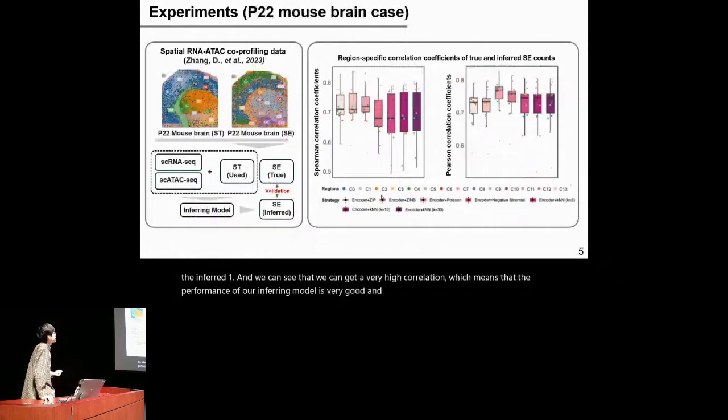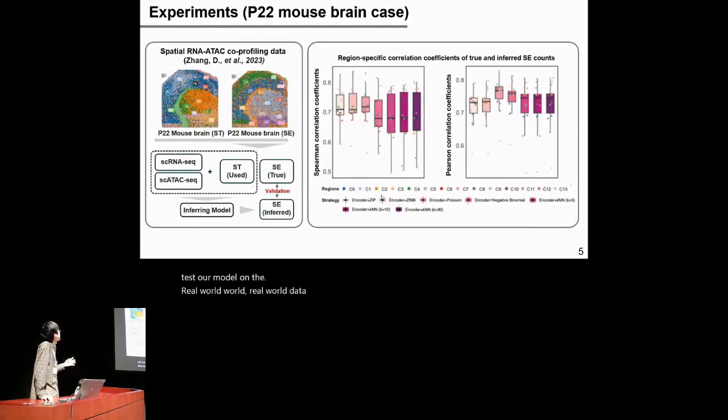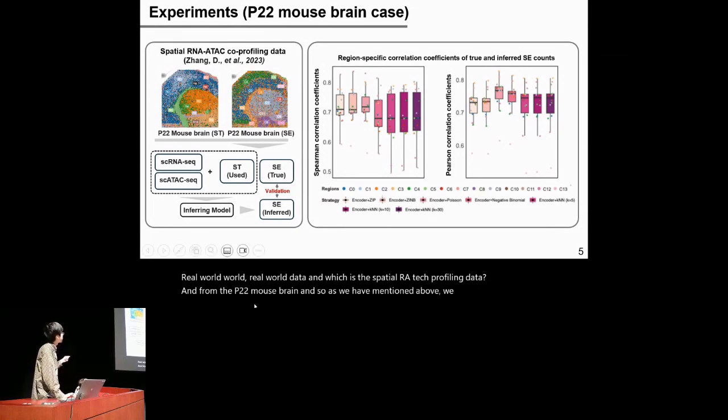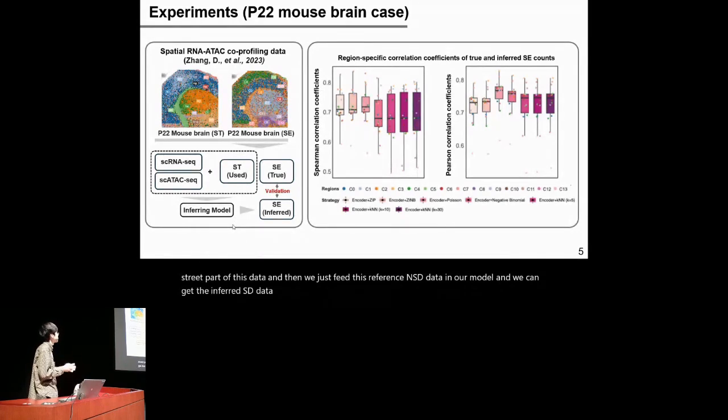Besides the simulation data, we also tested our model on real-world data, which is the spatial RNA-ATAC co-profiling data from the P22 mouse brain. As we mentioned, we only use the ST part of this data. We feed the reference and ST data into our model, and we get the inferred ST data. And we do the validation between this inferred one and the true one, checking their region-specific correlation coefficient of the true and the inferred ST counts.